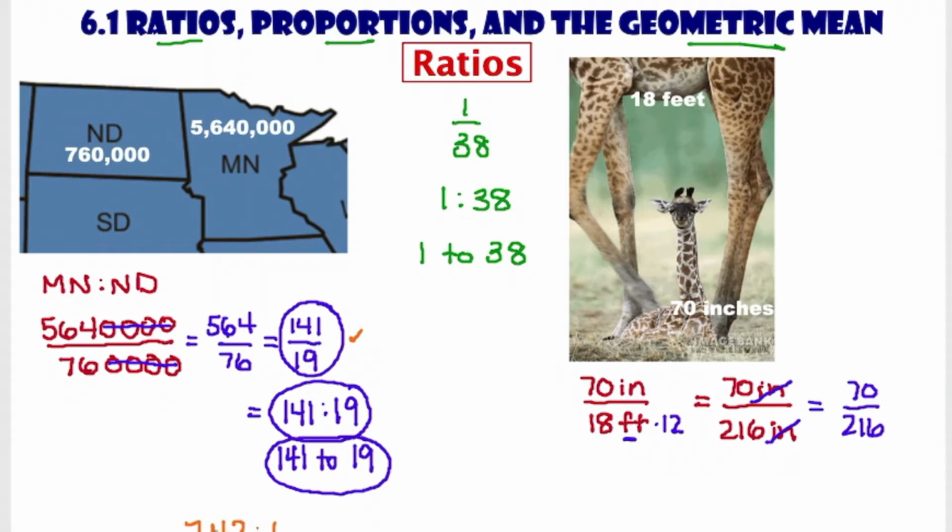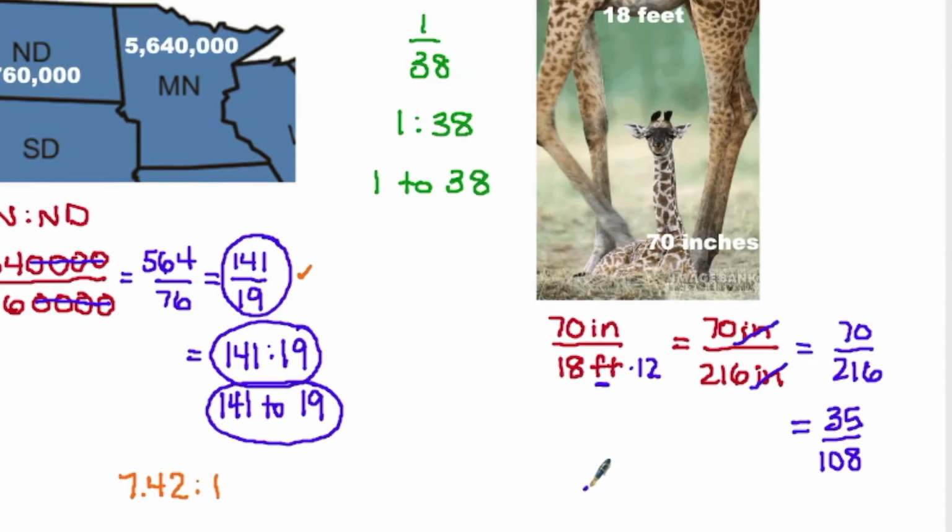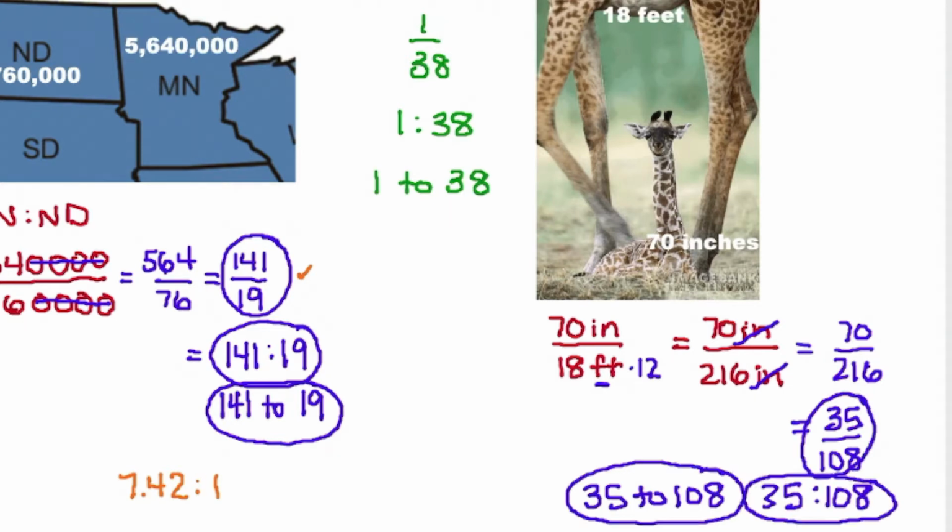So if I measured something on the giraffe that was 70 millimeters, maybe from ear to ear, then I could expect that on the mother, from ear to ear would be 216 millimeters. When you reduce a ratio, when you simplify a ratio, there's no longer a unit involved. I still want to simplify that all the way, so divide by 2 on the top and the bottom, we have 35 to 108. Three ways of writing the ratio of the height of the baby to the height of the mom.